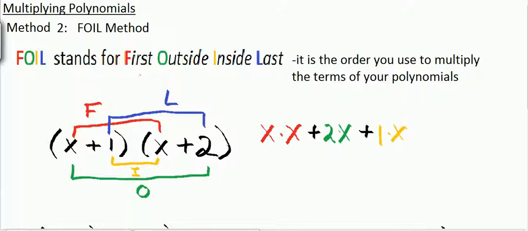Adding that in there, and then L for my last terms, and my last terms are 1 and 2 in my binomials. So I'm going to multiply 1 times 2, and then I just simplify this, and so I get x squared plus 2x plus 1x is 3x, and plus 1 times 2, which is 2.